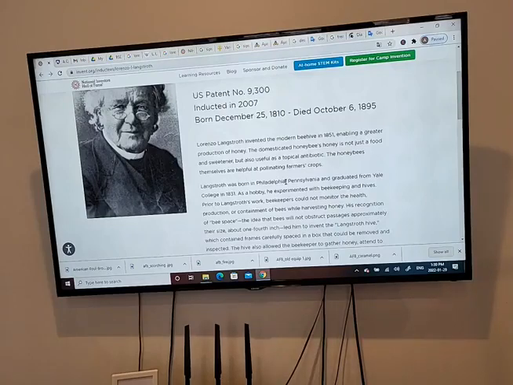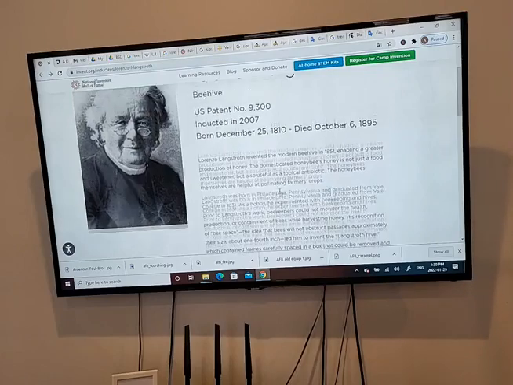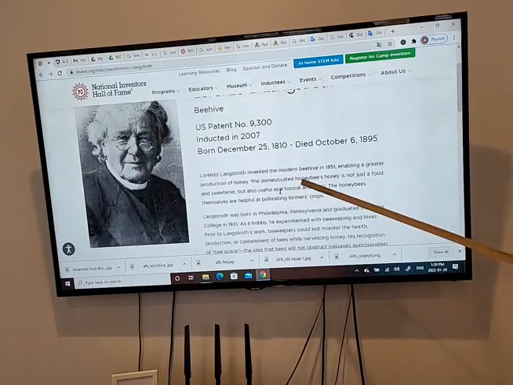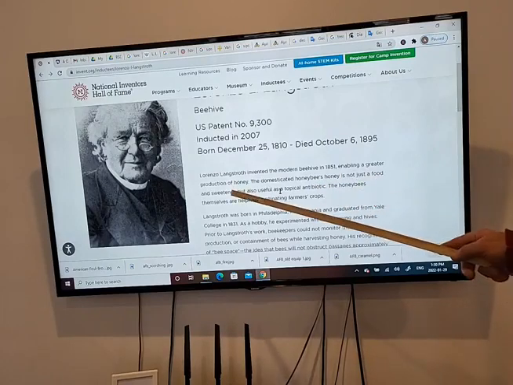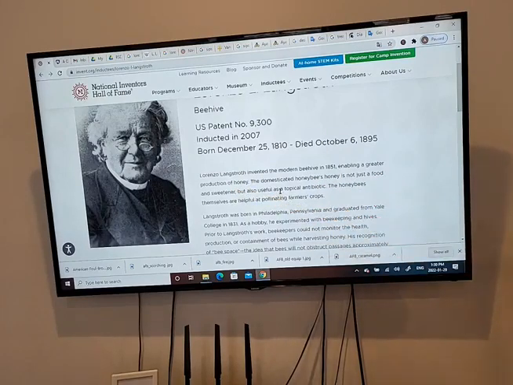It says here that Lorenzo Langstroth invented the modern beehive in 1851, enabling a greater production of honey. The domesticated honey bee's honey is not just a food and sweetener, but also useful as a topical antibiotic. The honey bees themselves are helpful at pollinating farmers' crops. My English is a little medium, but I do my best, okay?